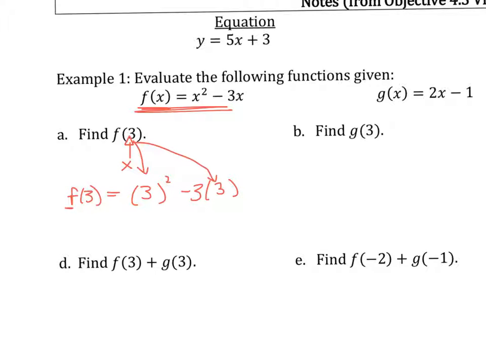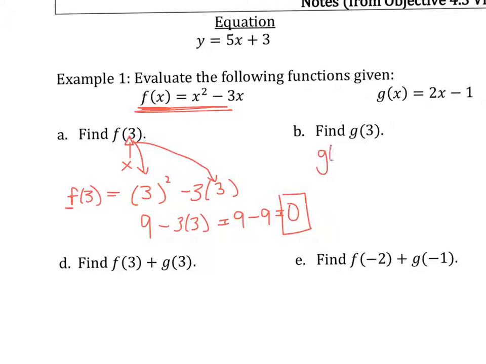Well, order of operations tells us to do the squared first. So we have 9 minus 3 times 3. Then we're going to do our multiplication. So 3 times 3 is 9. So 9 minus 9. And finally, we do our subtraction. So f of 3 equals 0. A lot of people want to divide here by 3 just to get rid of the f of 3 part. Don't do anything. This is 0. This tells us that when we input 3 into f, we get 0 out.